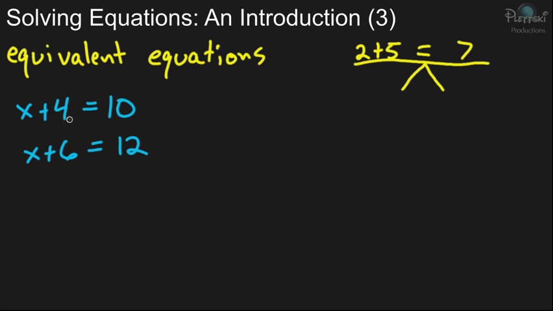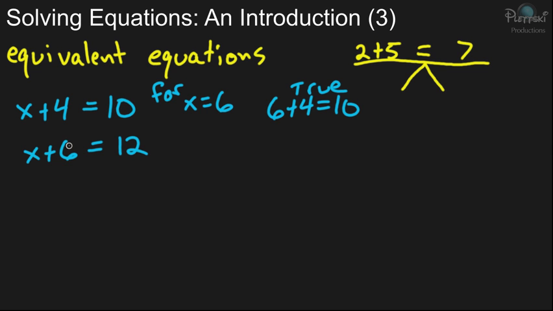So in this case, for the first equation, what value for x would make this true? Well, if x equals 6, then it would become 6 plus 4, which is 10. So for x equals 6, it would be 6 plus 4 equals 10, and that would be true.